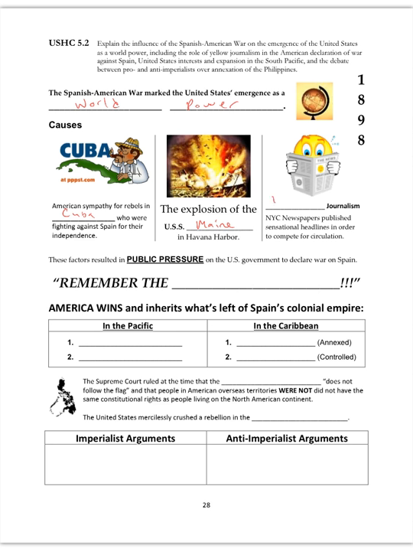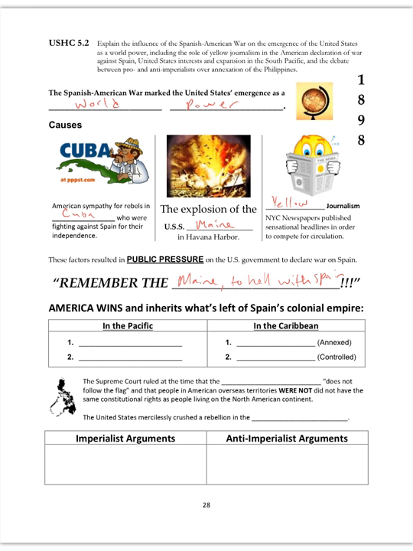So that brings us to yellow journalism. New York City newspapers published sensational headlines in order to compete for circulation. Many of those sensational headlines were about the plight of the Cuban people, as well as the explosion of the USS Maine, blaming Spain. These factors resulted in public pressure on the U.S. government to declare war on Spain. And they had this catchy slogan, "Remember the Maine, to hell with Spain."